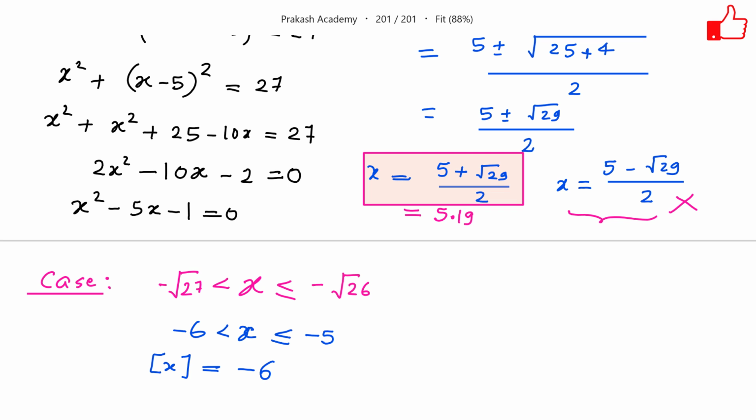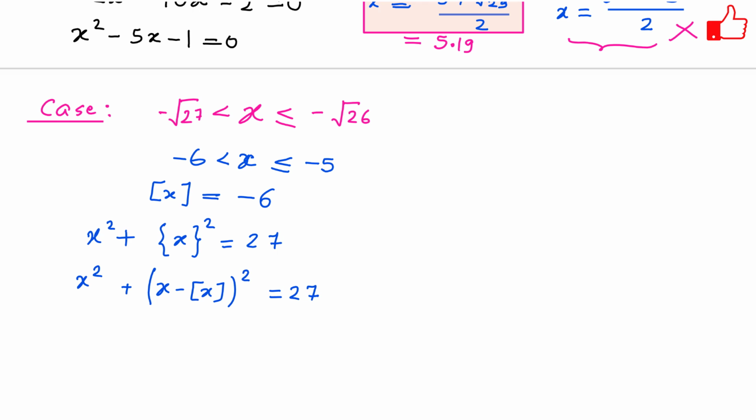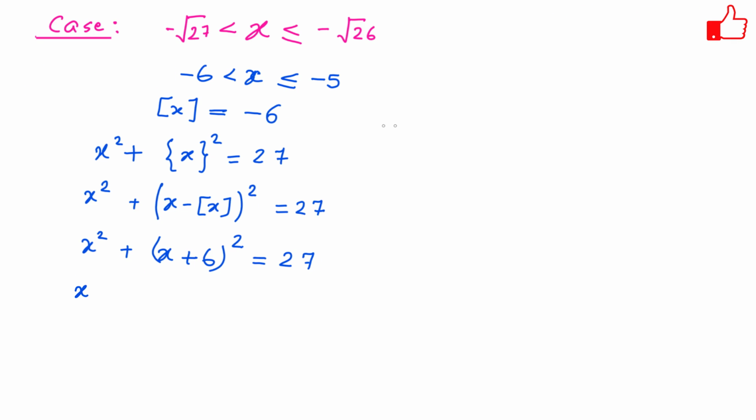So let us plug this value into the original equation and then solve the quadratic equation. So what was the equation? x square plus fractional part of x square, equal to 27, or x square plus (x minus greatest integer x) whole square, equal to 27. Greatest integer x is minus 6, so this is x square plus (x plus 6) whole square, equal to 27. Now we can write x square plus x square plus 36 plus 12x equal to 27. So this becomes 2x square plus 12x plus 36 minus 27, this is 9, equal to 0. So this is again a quadratic equation.